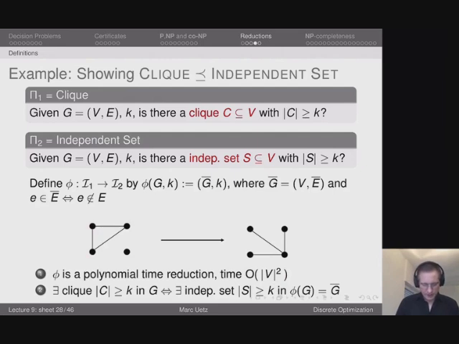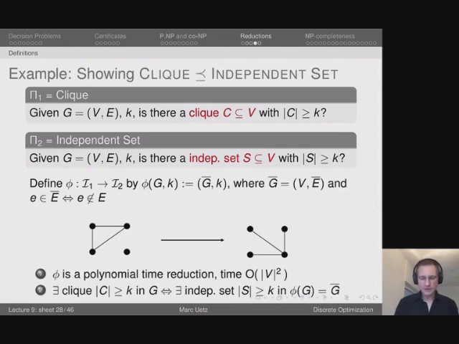And of course, if I have a clique of size k here on the left-hand side, then that is exactly mapped to an independent set on the right-hand side. And if I have an independent set on the right-hand side, this will also be a clique in the pre-image here, right? So I have a clique on the left-hand side in the original graph G, if and only if I have an independent set in the image, which was the complement graph.